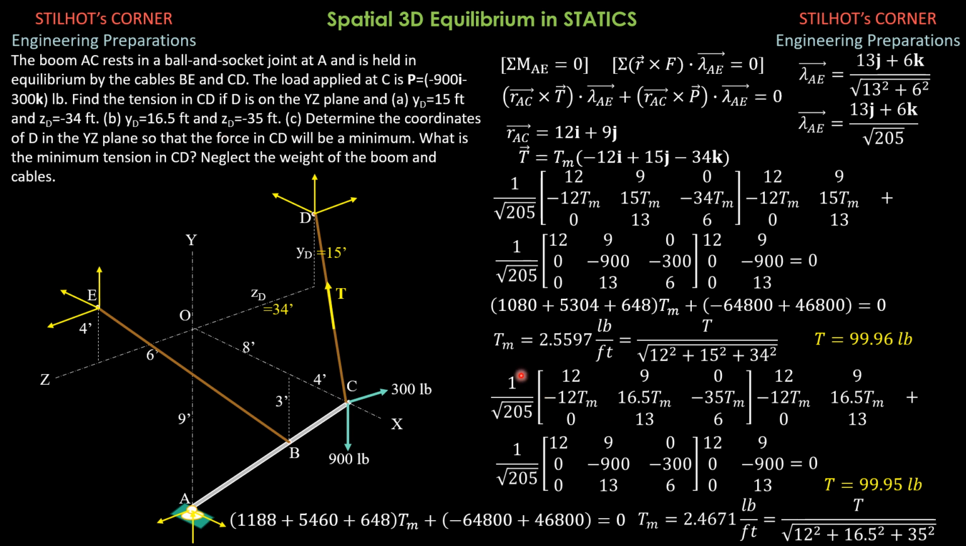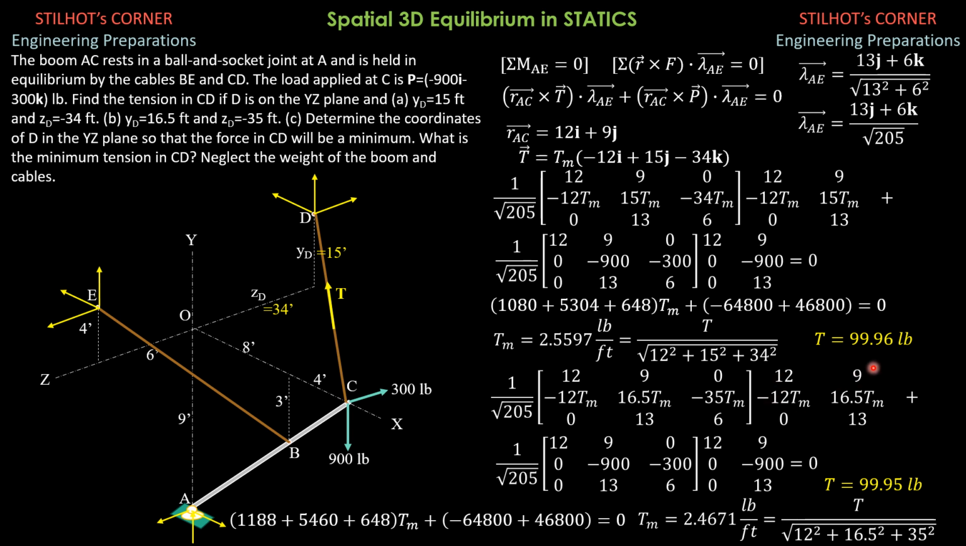So still, summation of moments about A equals 0. So we have RAC, same value, 12, 9. T sub n this time is equal to the components negative 12 T sub n, because YD is now 16.5. So the Y component of the tension is now 16.5 T sub n. And since in part B, Z sub D is negative 35 feet, so this is now negative 35 of T sub n.